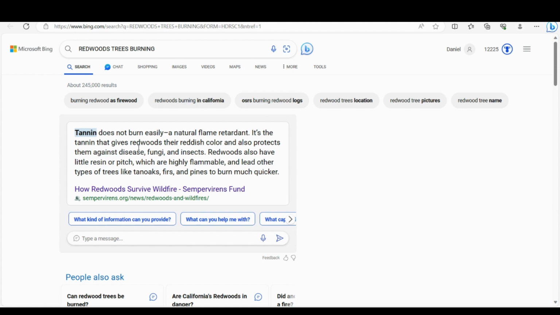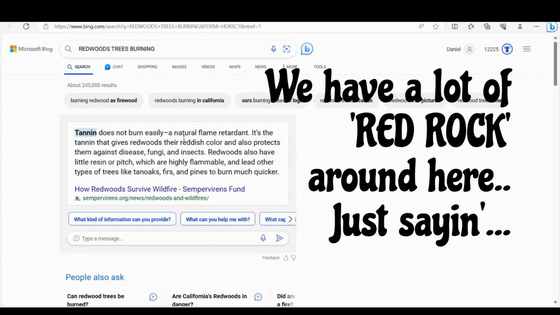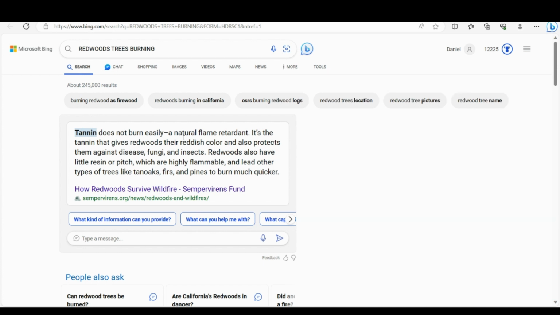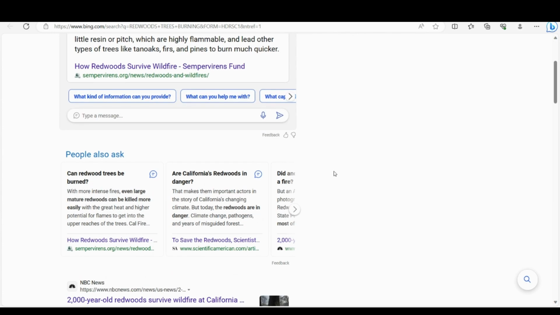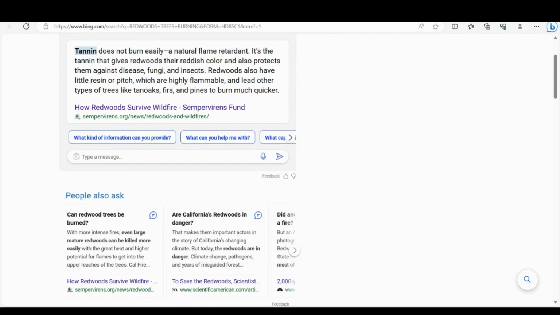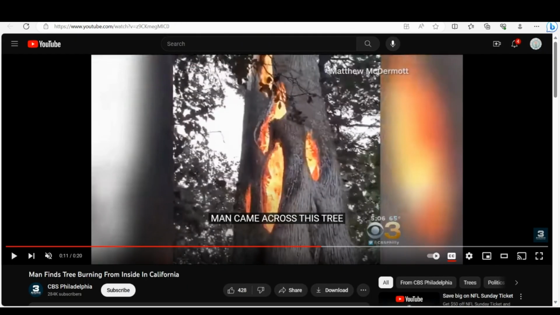This is talking about the redwood trees. And it says here that tannin does not burn easily. A natural flame retardant is the tannin that gives the redwoods their reddish color and also protects them against disease, fungi, and insects. Redwoods also have little resin or pitch, which are highly flammable and lead other types of trees like tan oaks, firs, and pines to burn much quicker. So these should not have burned so easily as they did during that fire. And they shouldn't have been burned from the inside out.